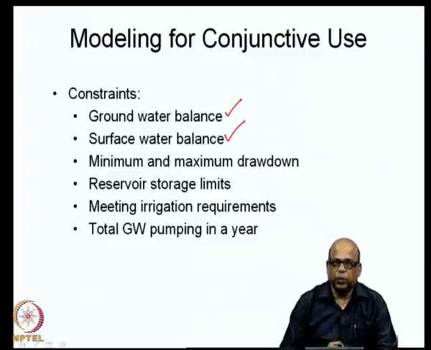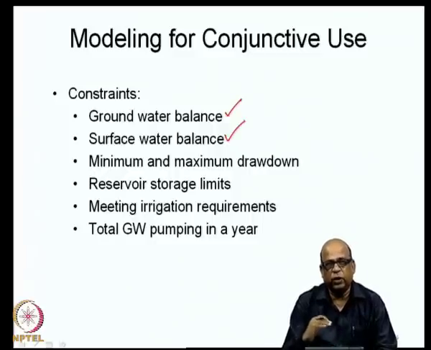Then we may specify the maximum and minimum drawdown. That means, we will specify that the groundwater level, the water table, should be within a certain band, that is the maximum and minimum water drawdown. Then you may have storage limits at the reservoirs, that is the surface water reservoir. You may specify a dead storage and there is a capacity associated with it. So, the surface storage should be within these limits, that is reservoir storage limits.